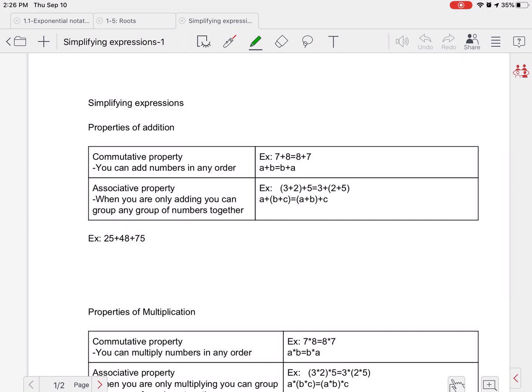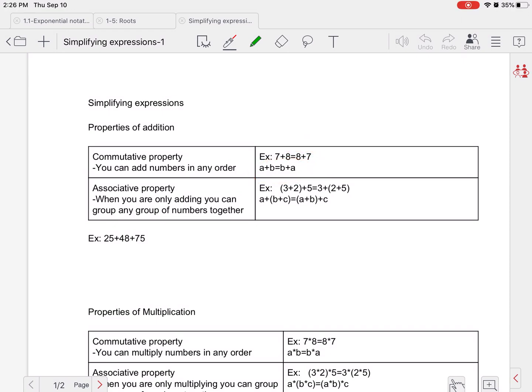The first property is called the commutative property, and it means you can add numbers in any order, and this only applies to adding and multiplying. We can't do this with subtracting and dividing. So we know that 7 plus 8 is the same as 8 plus 7. Same thing with variables, that a plus b is the same as b plus a.